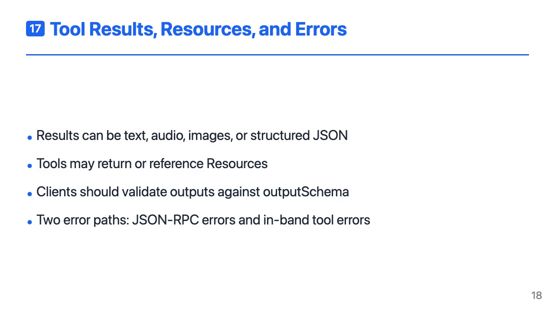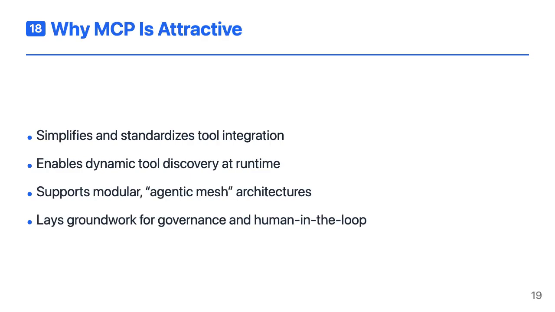Those in-band errors are another chance to guide the calling model on how to recover. MCP's appeal is clear. It gives developers a common protocol for integrating tools with LLM-based applications, which can dramatically cut down on custom glue code. Because tools are discovered at runtime, agents can adapt to new capabilities without redeployment. Architecturally, MCP fits well with the idea of an agentic mesh, where reasoning, memory, and tools are modular components you can swap in and out.